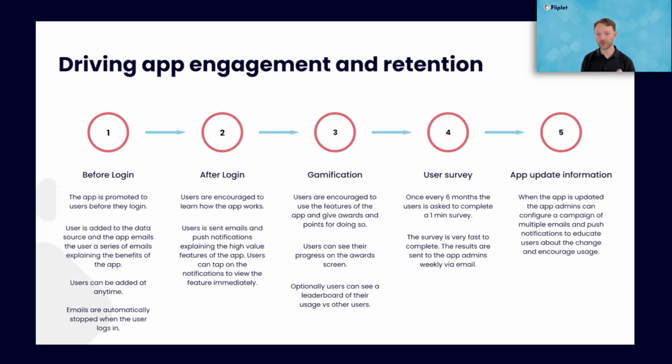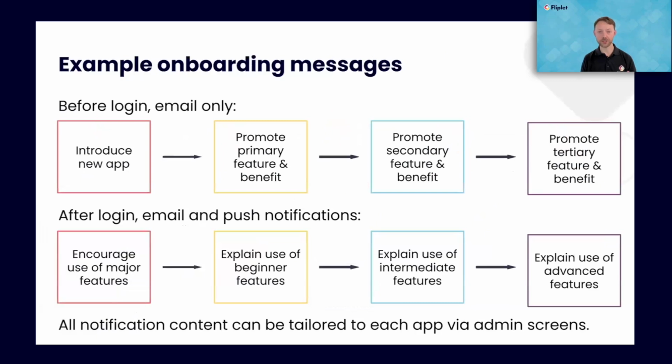We've got the user survey, which I've mentioned already, and the app update information, or how to communicate with people when you make changes to your app. So diving into some examples. I mentioned communicating in the keynote. So here are some examples of the types of information that we would recommend you include.